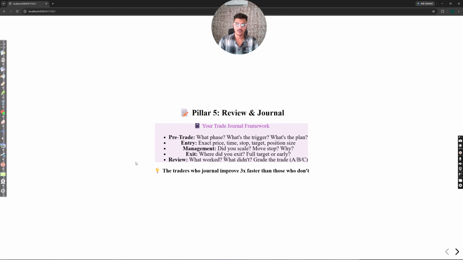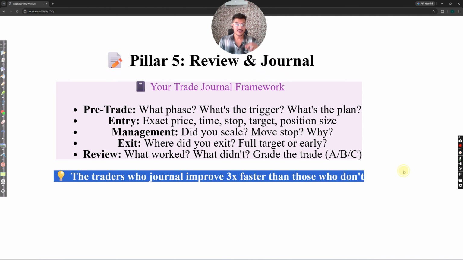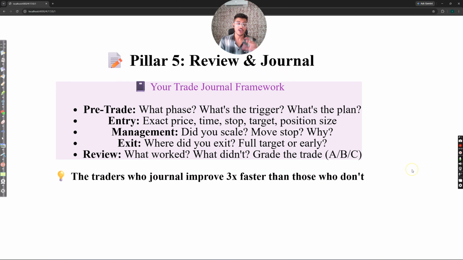So here's one very interesting fact. Traders who journal improve 3x faster than those who don't. Just think about it. All those professional traders, all those profitable traders, if you ask them to show you their trades, they will show you, see, I took this trade, this was the reason, this is why I did it. Or if they don't have it, nowadays we have live streaming, right? They just trade.